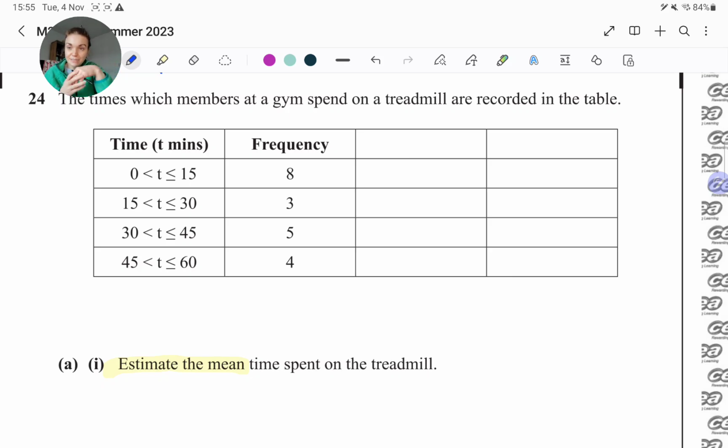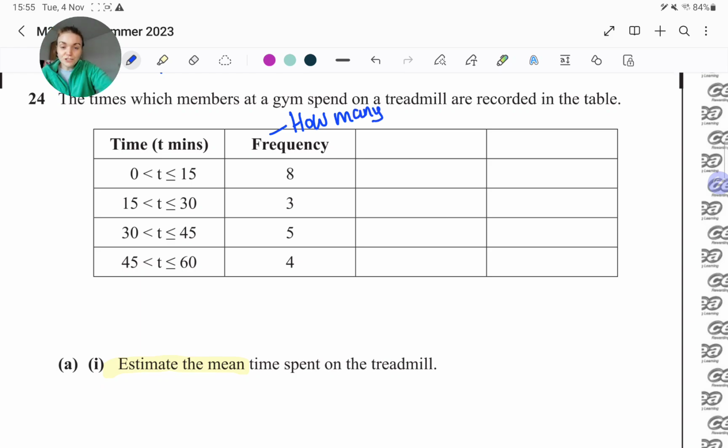Estimated mean means we're just taking an estimate. The reason it's an estimate is because we are given these values in ranges. Unlike normally with mean, where we're given exact values and we calculate the mean or average, with estimated mean we're given values within ranges. Frequency in maths, remember, means how many, or how often.